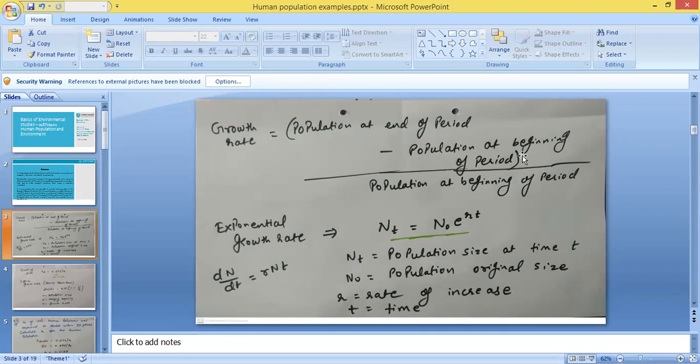I gave you an example, 12 lakh minus 9 lakh, that is 3 lakh, divided by 9 lakh, and into 100, that will give me the percentage value. So this growth rate is clear. Then exponential growth rate is Nt = N naught e raised to r into t. Nt and N naught will be general figures, r will be the growth rate and t will be the time period, or the time frame that is decided upon.